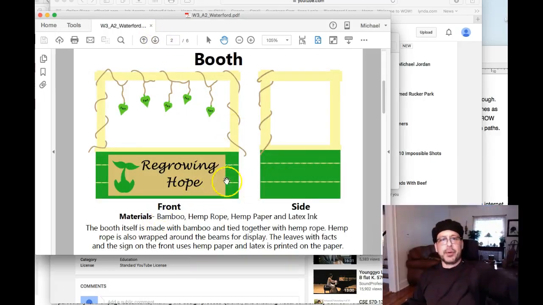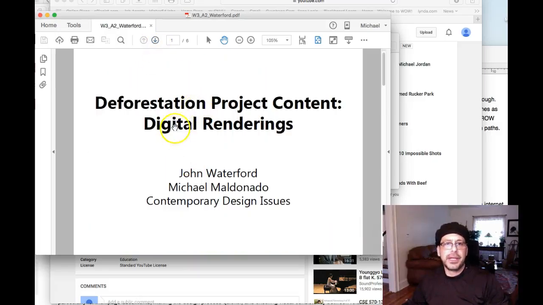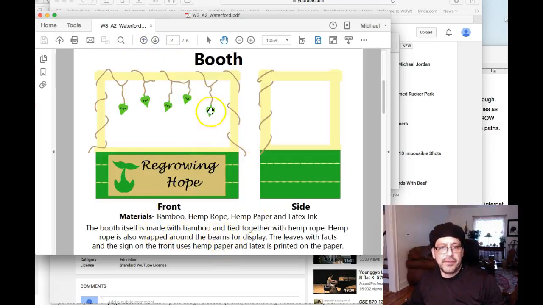So here we have the booth, and I just want to share a couple of comments. I want you to look at the video right before yours in the discussion board, because it's almost identically relevant. You're talking about regrowing hope. You say materials. What is regrowing hope? You say deforestation. All right, so we know what deforestation is.